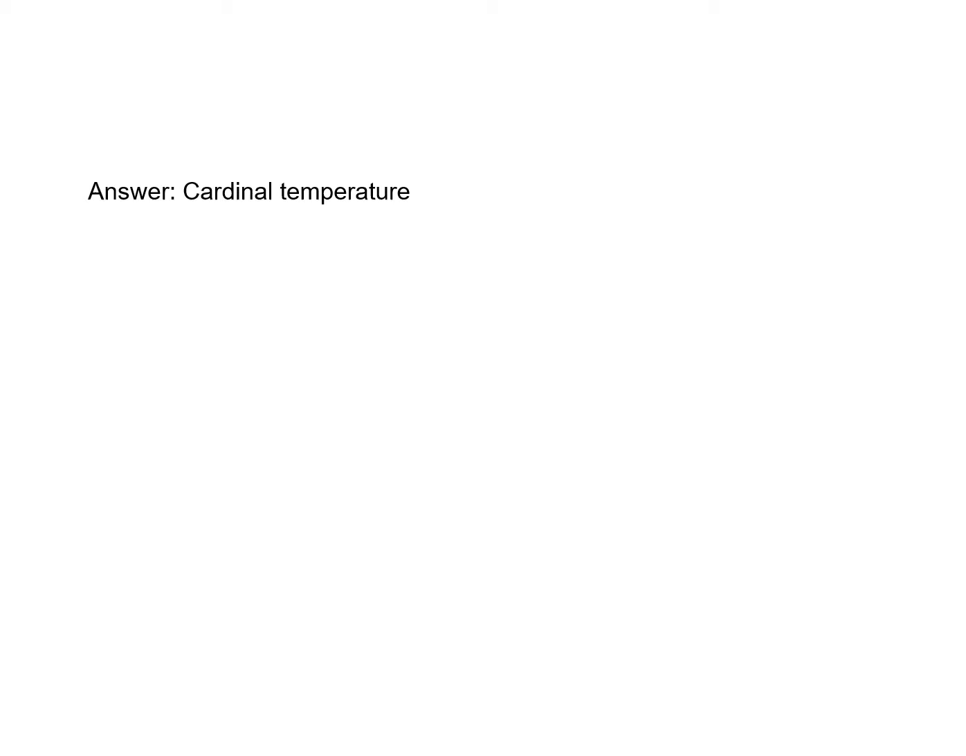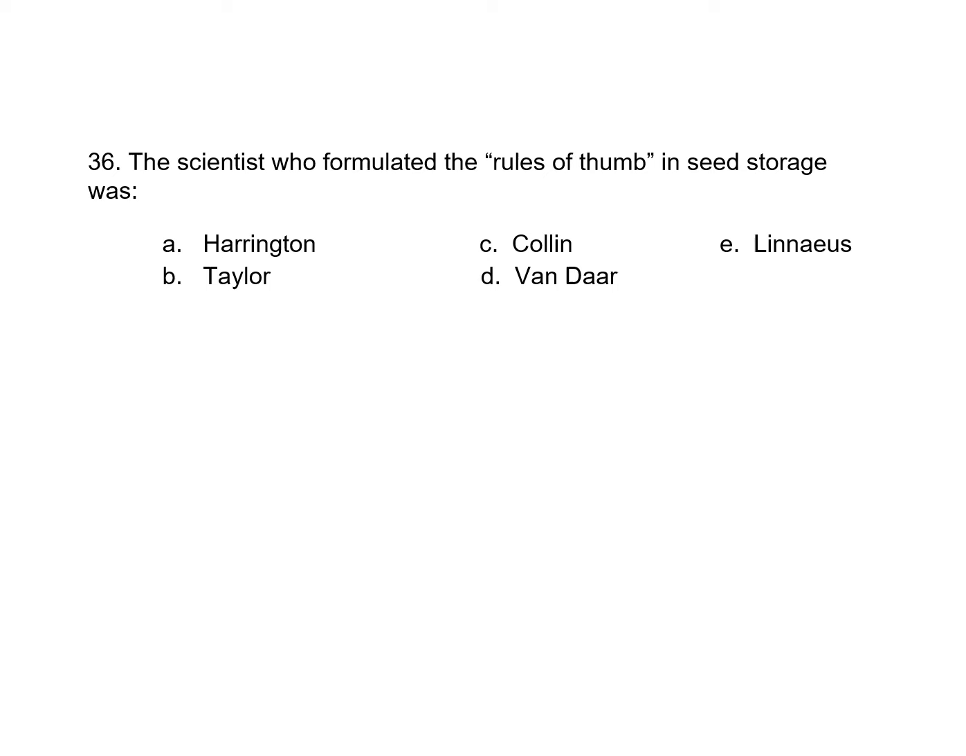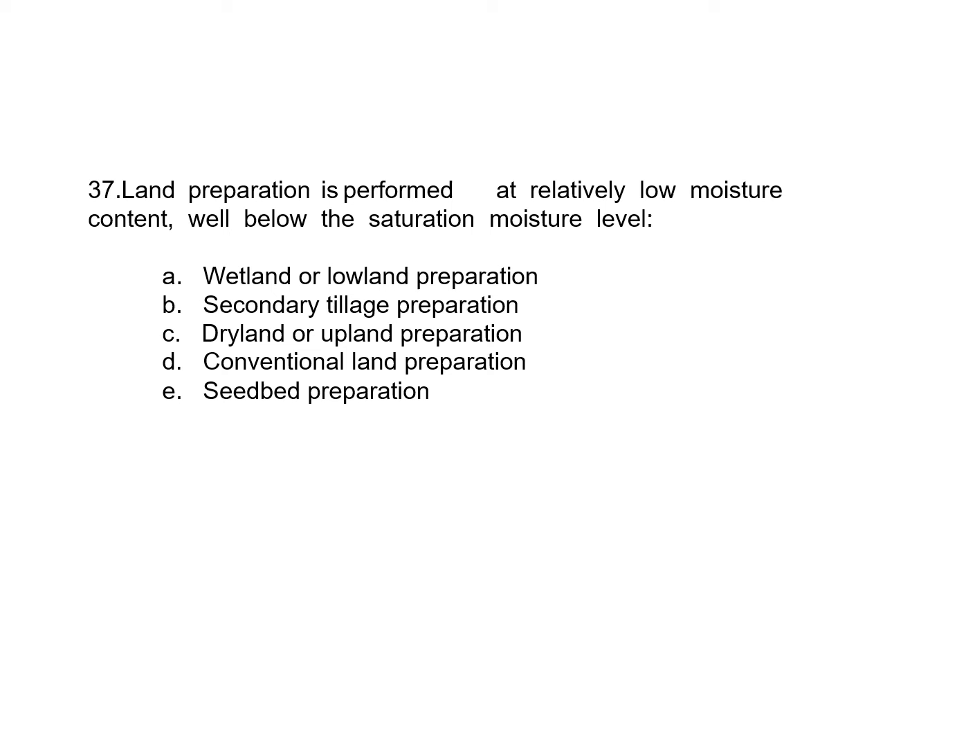Number 36. The scientist who formulated the rules of thumb in seed storage was A. Harrington, B. Taylor, C. Collin, D. Van Der, or E. Linnaeus. The answer is Harrington.